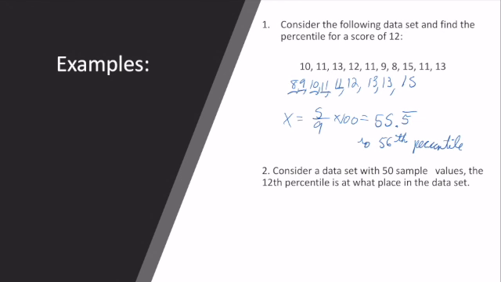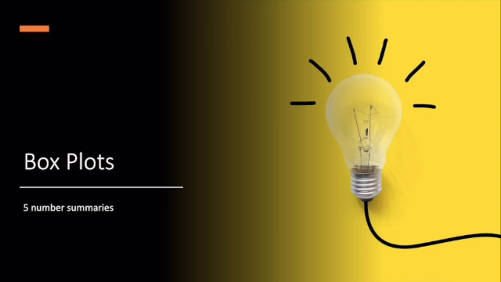Now let's consider a data set with 50 sample values and the 12th percentile. What data place would that be in this data set? So we can set this up. 12 equals x over 50 times 100. 12 equals 2x, so x equals 6. So the 12th percentile would be the 7th piece of data in this data set.